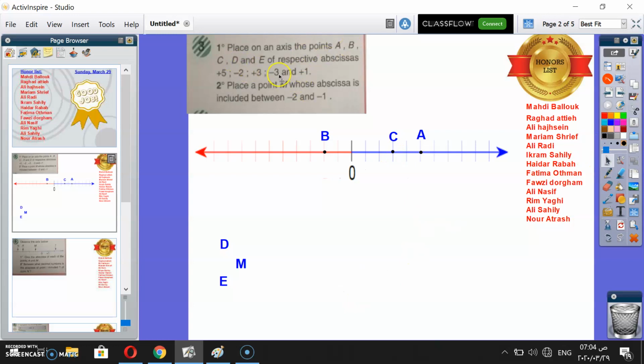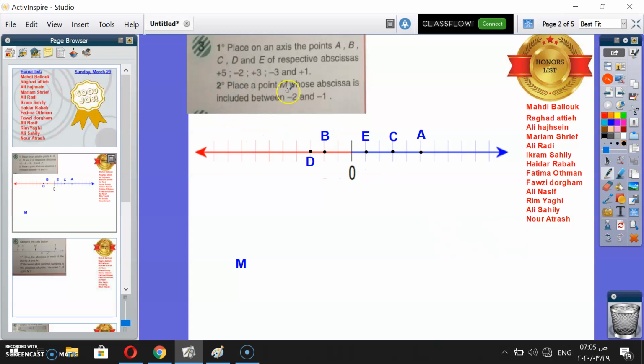Abscissa of D is -3. So here is -1, -2, and -3. At last, abscissa of E is +1, so 0, +1. Okay. So this is part 1.